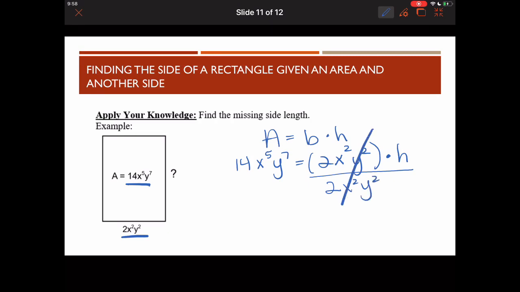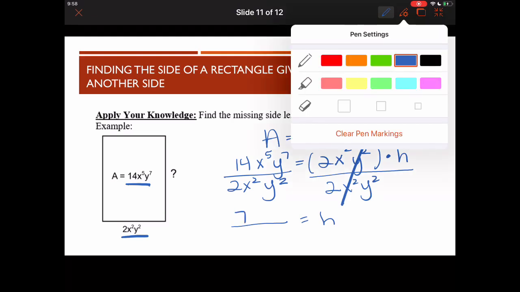Now these cancel out because they're exactly the same. And let me use my rules of exponents to reduce this left-hand side. So 14 divided by 2, and I always start with my fraction bar. Remember this? This is division. 14 divided by 2 is 7. That goes on the top.